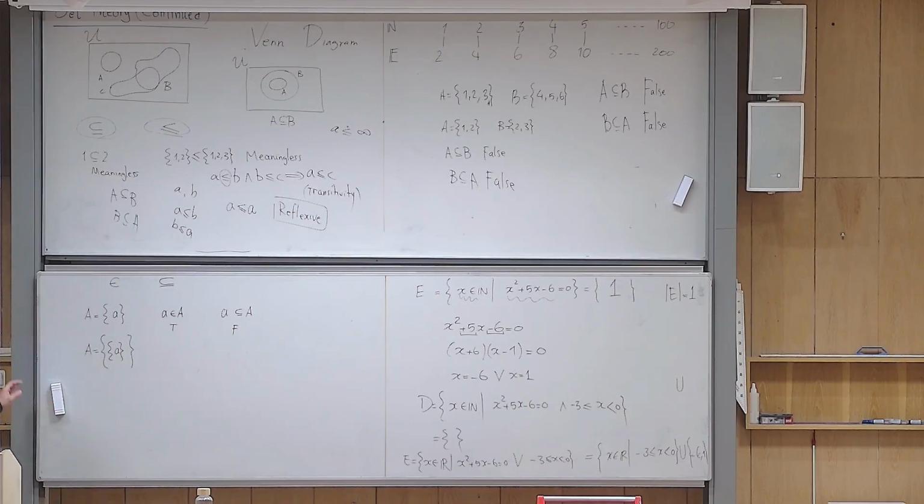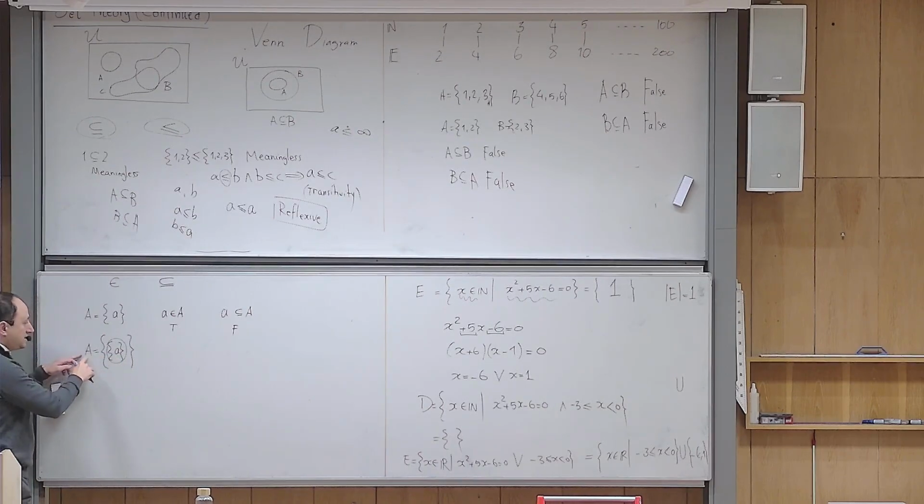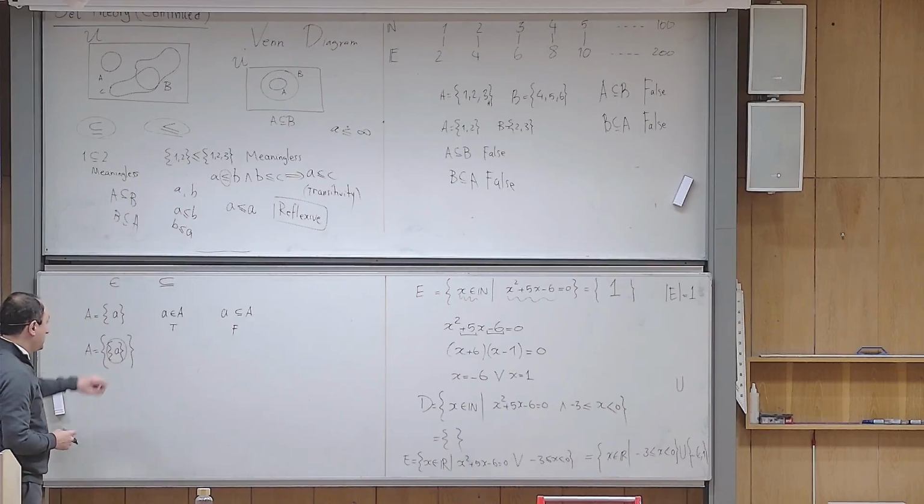How do you understand this? This means that this is a set. What is the cardinality of this set here? 1. Do you understand the meaning of this? This is a set, it contains how many elements? 1. But what is the name of that one element? It is curly brackets A itself. So this is a set whose element is another set. That's possible. Yes. So this is a set whose element is another set.